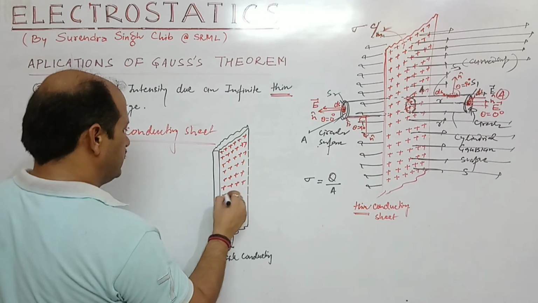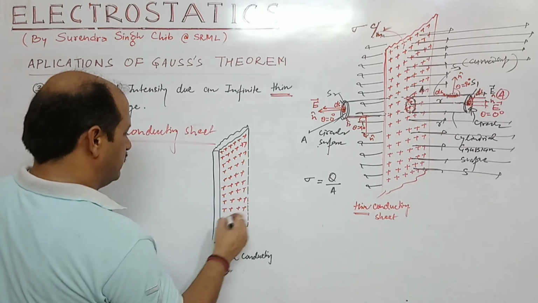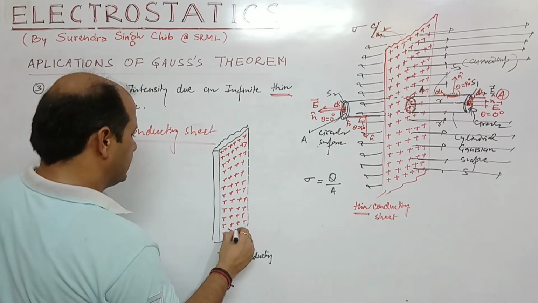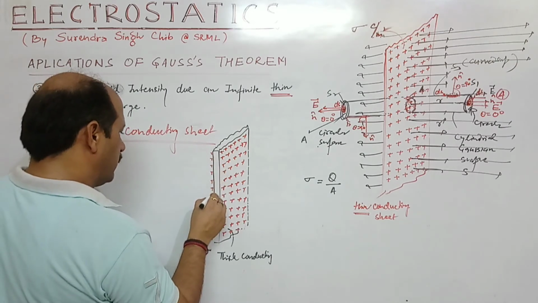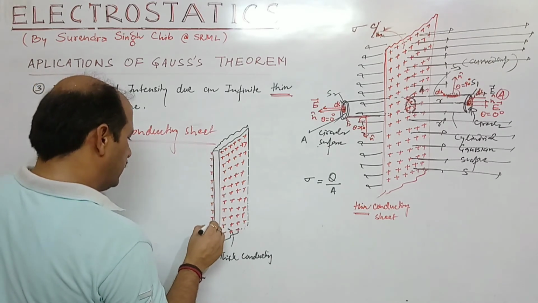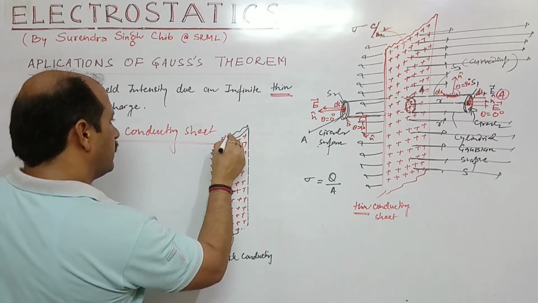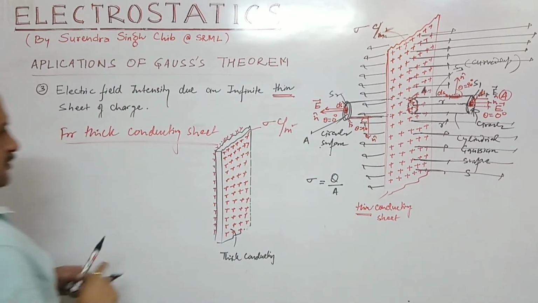And what is surface charge density here? Same, sigma coulomb per meter square. इसकी भी surface charge density कितनी? Same ही है. The only difference is that it is thick. तो इस side भी है charge, इस side भी है. So what is the charge density? Sigma coulomb per meter square.